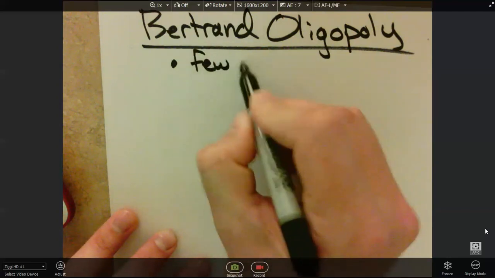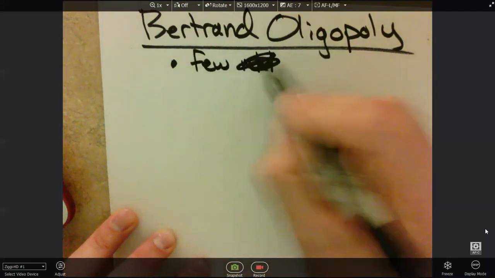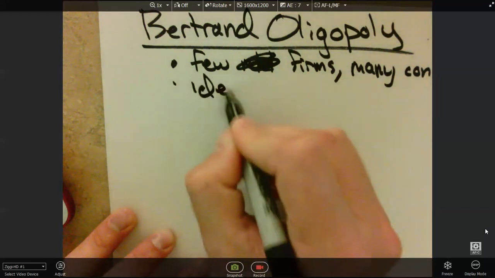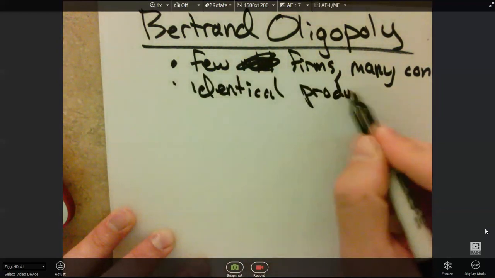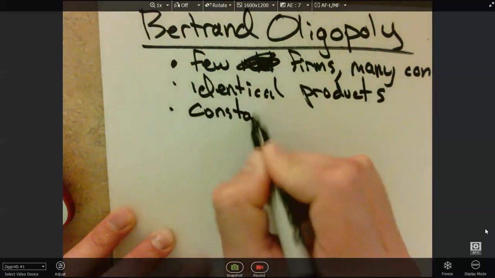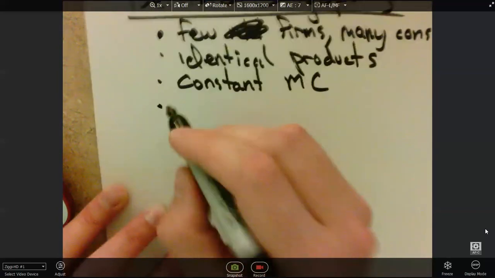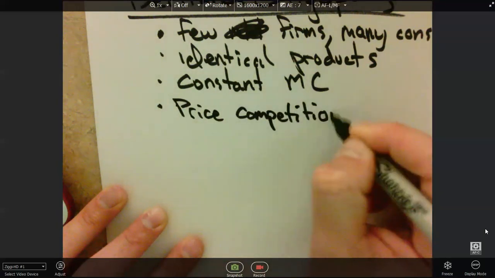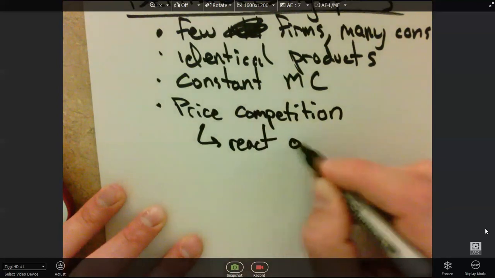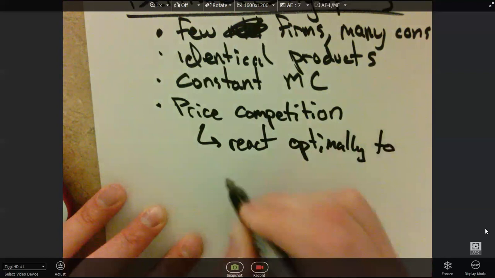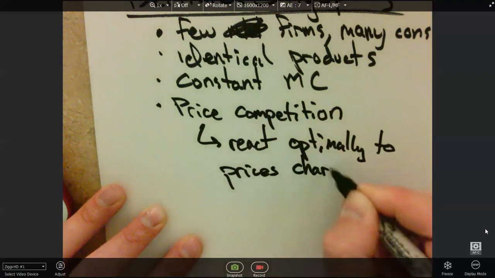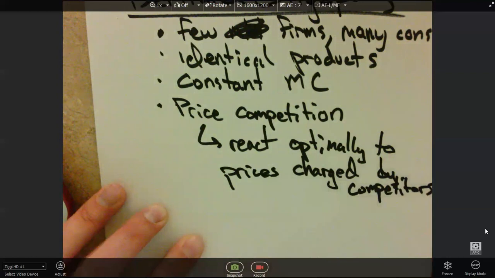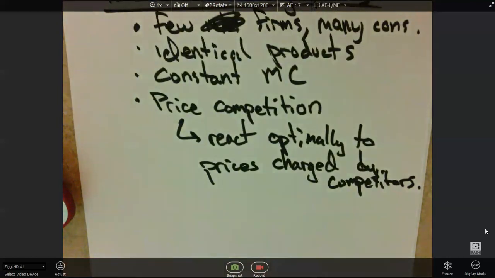Right. So we've got few firms, many consumers. We've got identical products, like an apple. We've got constant marginal cost, right? So how are the firms competing? They're engaging in price competition. What does that mean? They're reacting optimally to prices charged by competitors. What do I mean by optimally? In such a way to do what? Maximize profits. Exactly.